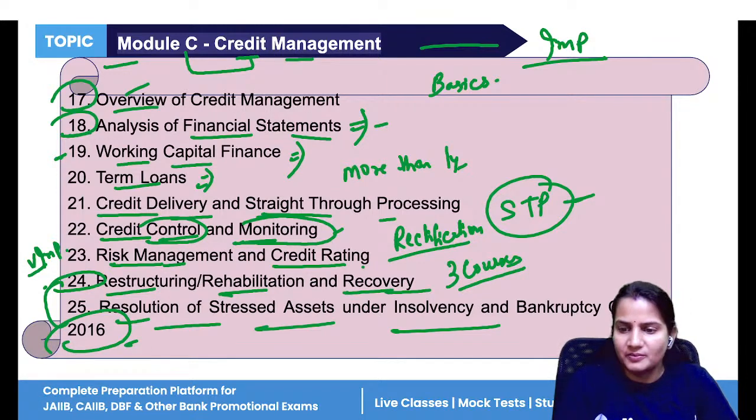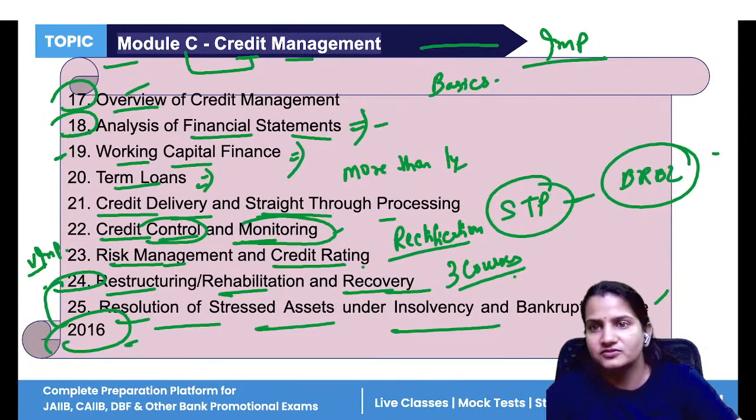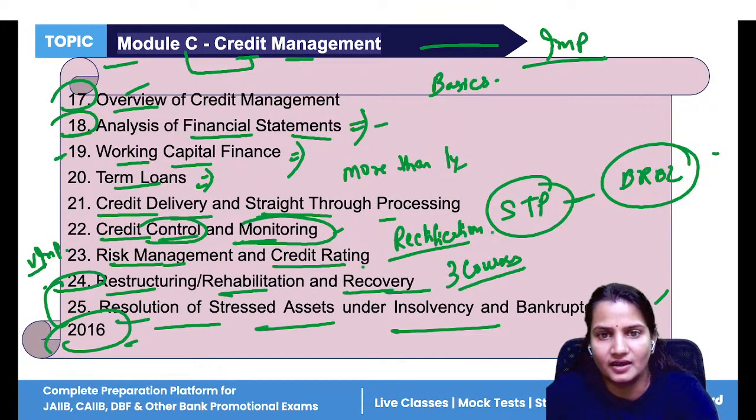So this IBC Code, you have to study in your BRBL paper also, in a more elaborate manner. All right, here you have to study it in a banking scenario.